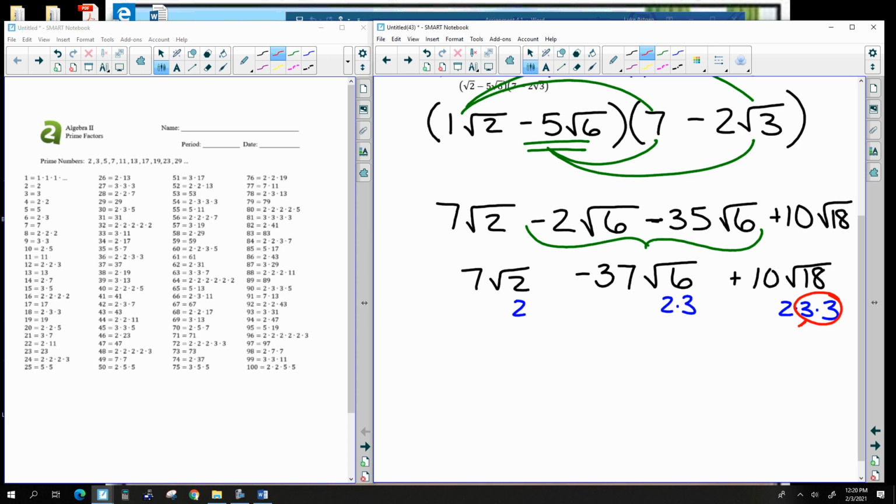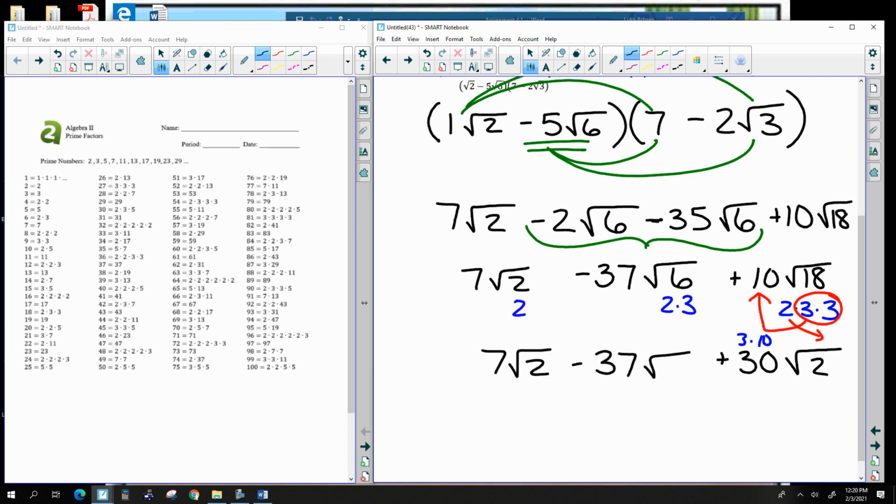So what happens is that 3 can pair up, which means it comes to the outside, leaving the 2 all by itself. So this is technically 2, and a 3 comes out, which would make that 30 on that outside. Because the 10 is already out there, it is joined forces by a 3, and so that would be in essence 3 times 10, which is 30. So now take a look at our answer and see if there's anything else that can be done.